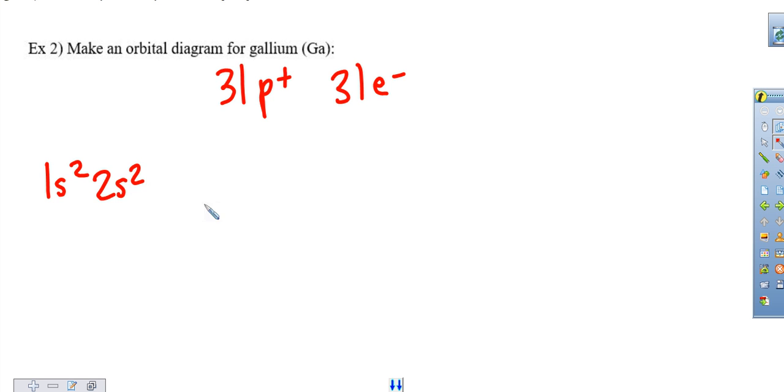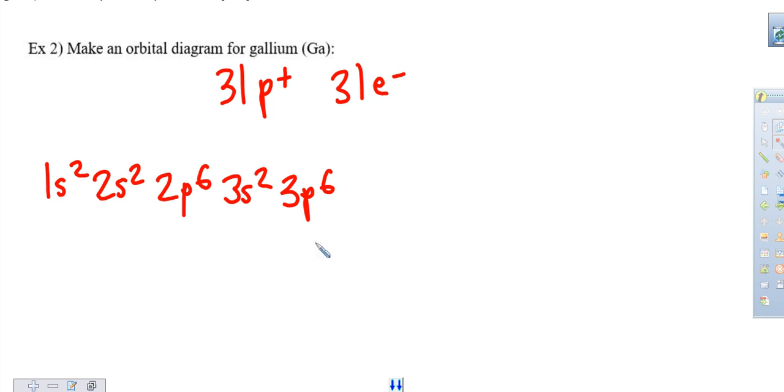Next 2 electrons going to 2s. Next 6 electrons going to 2p. Next 2 electrons going to 3s. Next 6 electrons going to 3p. I'm up to 18. Now comes the 4s. 4s2, I'm up to 20 electrons. Then comes the 3d. Alright, 3d can hold 10. I'm up to 30. I've got 1 more electron left.